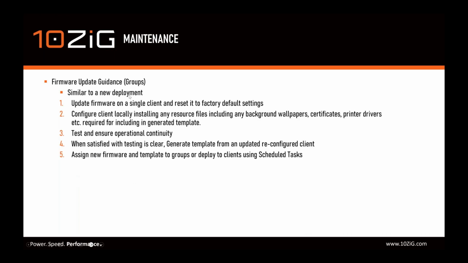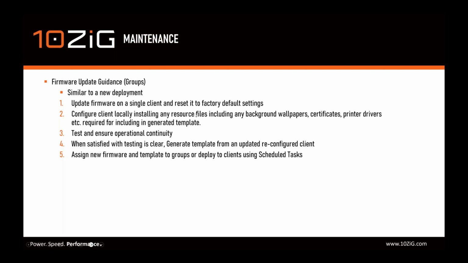So, firmware update guidance for groups, similar to a new deployment really. Update the firmware on a single client and reset it to factory default settings. We always recommend that when you update the firmware to a new level, you generate a new template of that device. So we basically set the initial device back to factory default settings, then configure the client locally again in the same way as you did for that initial deployment.